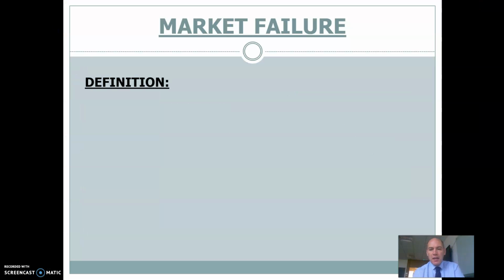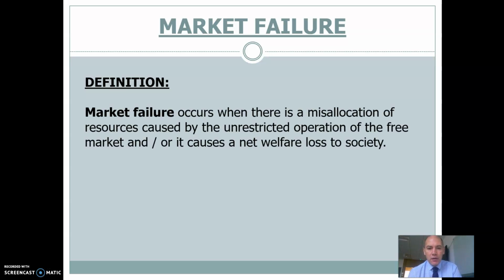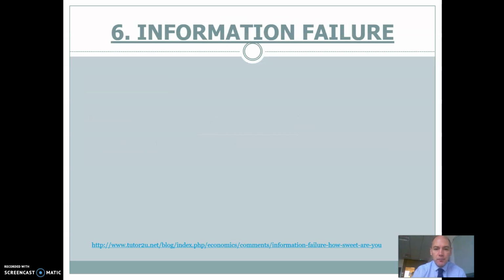Okay, continuing in our series on market failure, we are going to look at information failure. Just a quick reminder: market failure, when does it occur? When there's a misallocation of resources caused by the unrestricted operation of the free market, and/or it causes a net welfare loss to society. Make sure you know that definition.